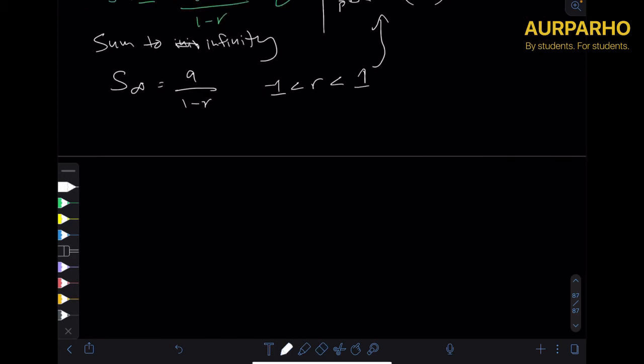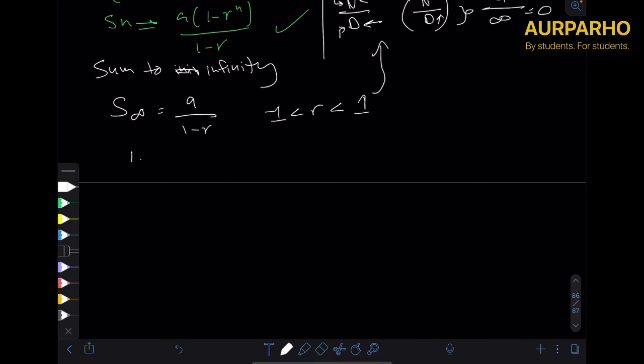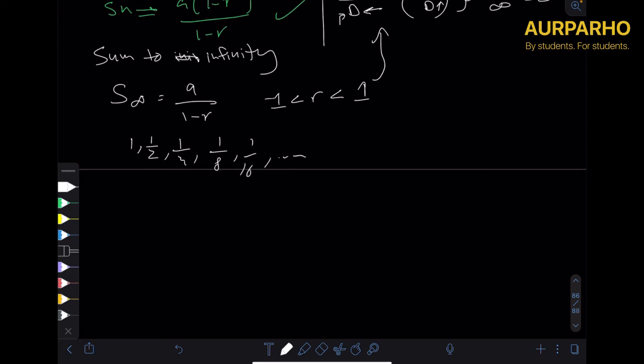So let's take an example. Let's say 1, 1/2, 1/4, 1/8, 1/16, and so on. Now what I'm doing is I'm starting with 1. My r will be 1 over 2, which is definitely between this range. So this is a series that will converge to some value. And again, multiplied by half, multiplied by half. So here my a is 1, right? My r is 1 over 2.